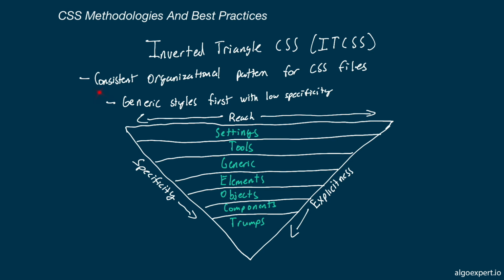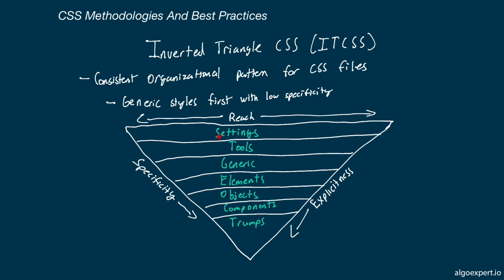This methodology is mostly about the ordering of our CSS code rather than having opinions on things such as naming conventions. At the core of this idea is that we should start with selectors that are the most generic, and these will have the least specificity, and they will be the ones that will reach the most elements on the page. This is usually drawn out as this upside-down triangle, hence the name inverted triangle.